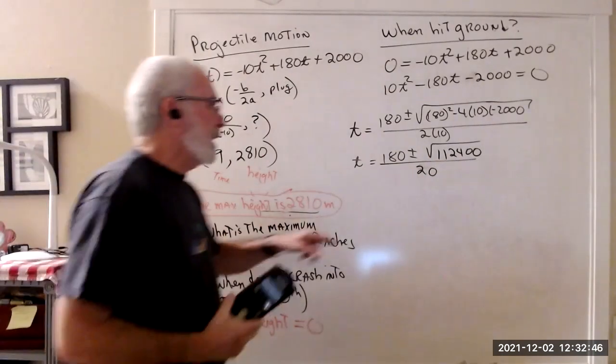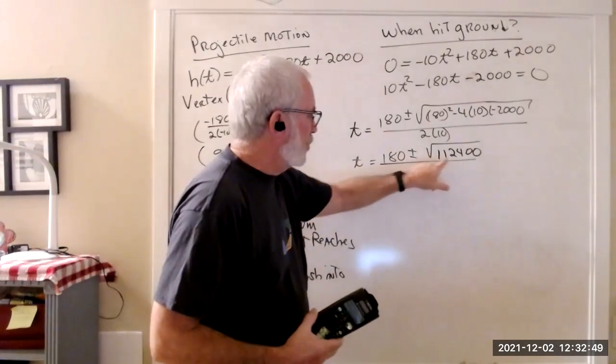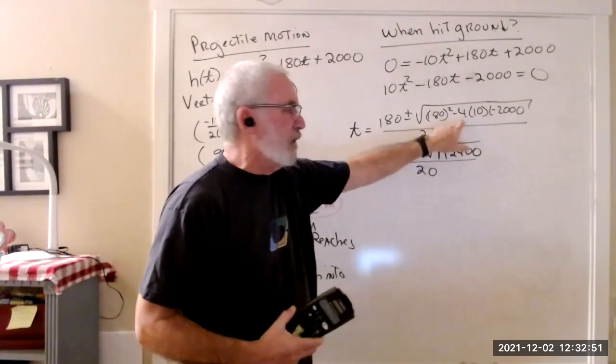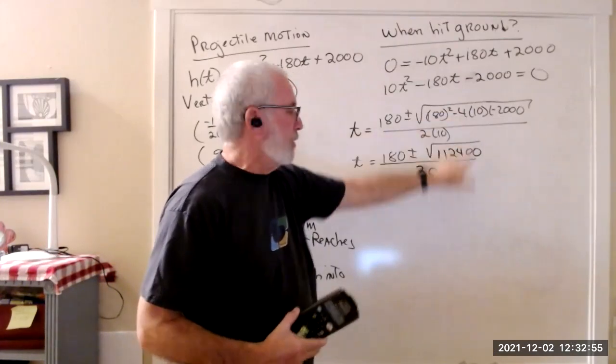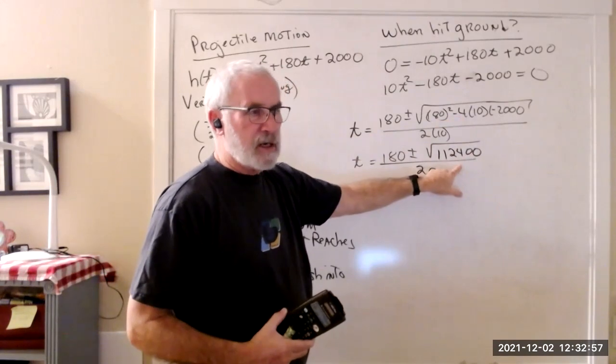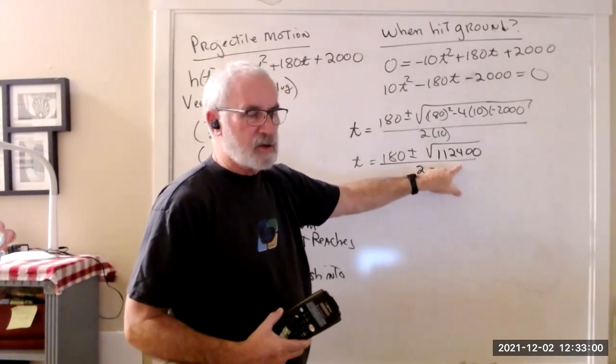So I got 112,400 for inside the radical. The radicand is what it was called. Can anybody confirm that? Did they get that also? I got the same thing. Okay, cool. So I haven't screwed up yet.